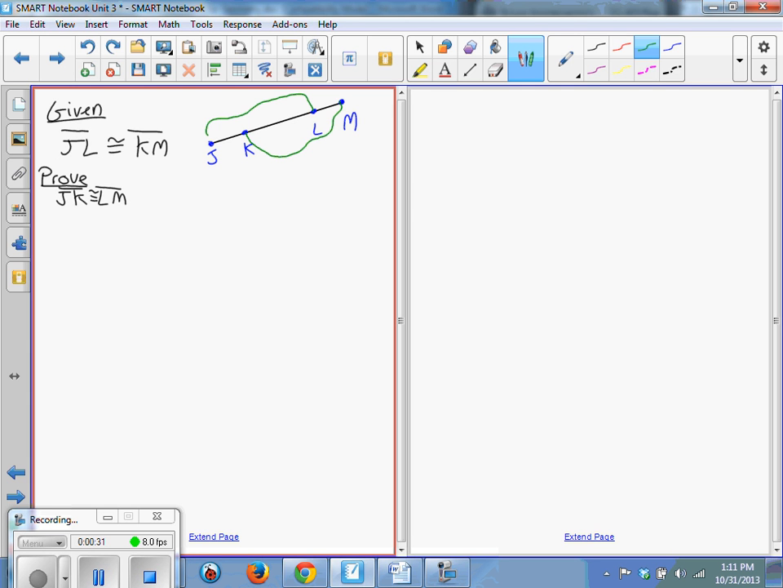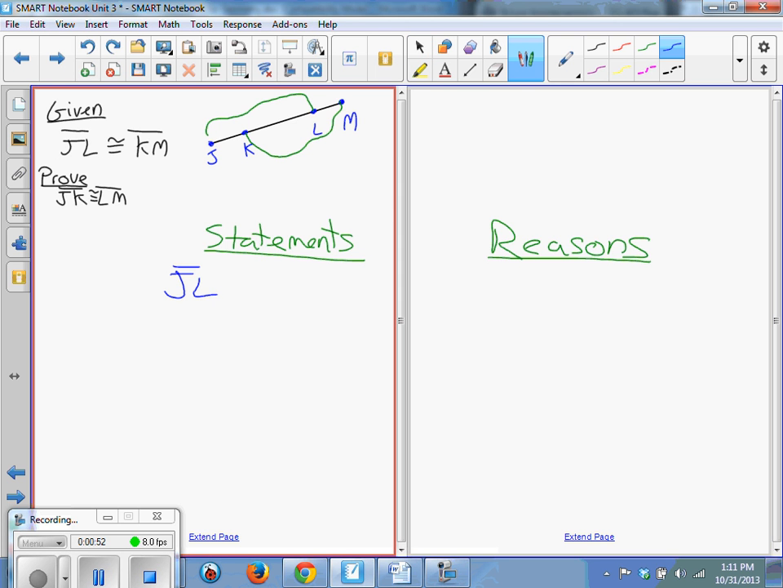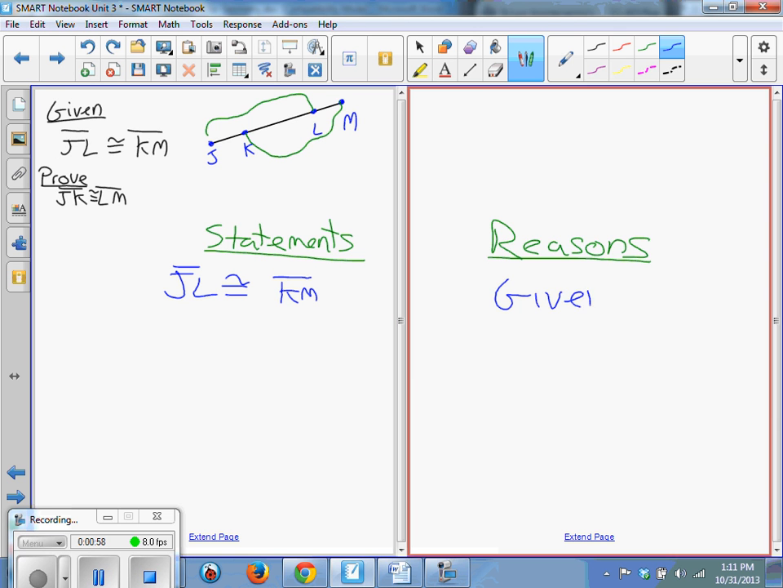So we are going to write our statements here. And we're going to write our reasons over here. All right, so we have a statement and a reason. The first thing that we're going to start off with is what they give us. So they give us that line segment JL is congruent to line segment KM. The reason for that is given.